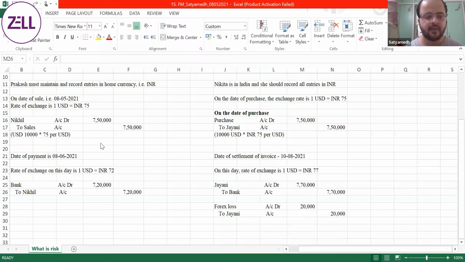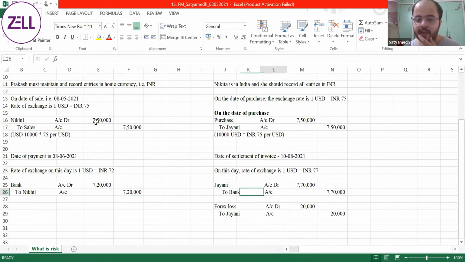But nevertheless, the risk is on my total foreign exchange inflow. Here I had booked a receivable as an asset, 750, but from that person I received only 720. 30,000 loss is my foreign exchange risk.